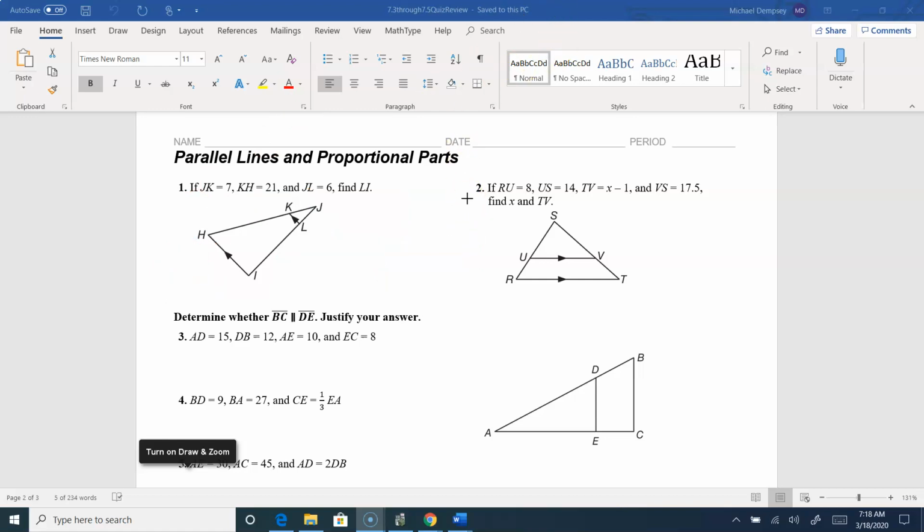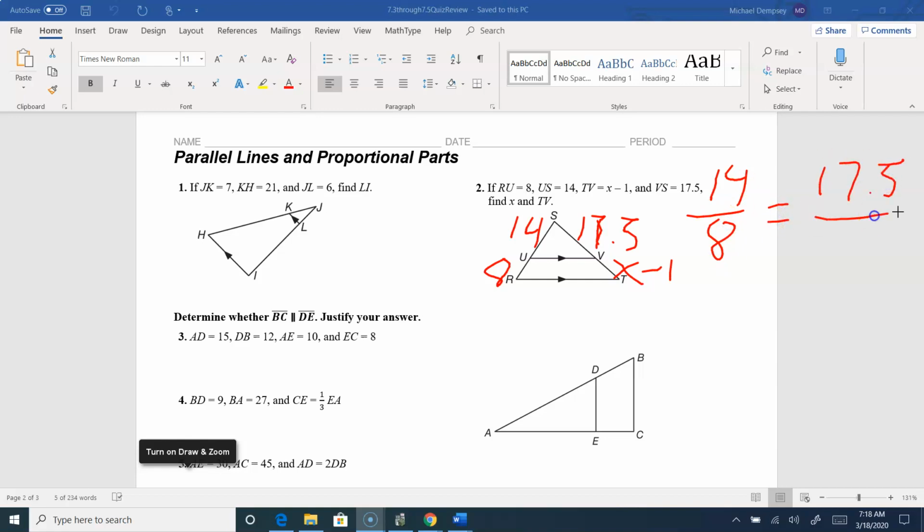Okay, and the next one, I have RU is 8, so he's this little piece down here. US is 14. TV is x minus 1. And then VS is 17.5. So you can almost see your ratio sitting here in front of you already set up for us, right? 14 over 8 equals, if I set it up over here, 14 over 8 equals 17.5 over x minus 1. Okay? And then we're going to cross multiply and solve.